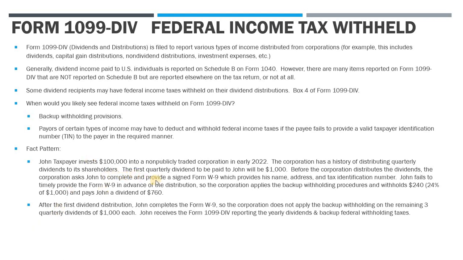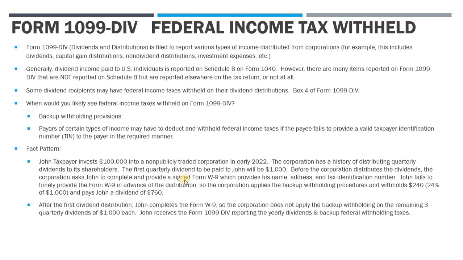So let's look at a fact pattern here where our taxpayer had this backup withholding apply, and then they fixed the issue, but nevertheless it was still reported and they still had some taxes withheld. And how do they deal with that kind of issue? So in this example here, we have John Taxpayer puts $100,000 into a non-publicly traded company. So he becomes a shareholder by contributing $100,000 and he gets stock in exchange. Now the corporation has a history of doing quarterly dividends. So every quarter they distribute dividends to the shareholders. And the first quarterly dividend that was going to be paid to John was going to be $1,000, right?